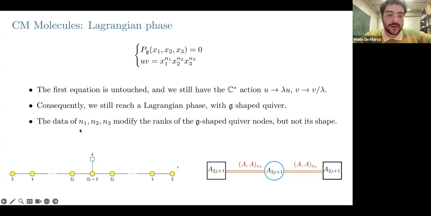And the data of this N1, N2, N3 in this phase just modify the rank of the gauge nodes. So if you remember, the whole quiver has occupation numbers 1, 2, and so on. Well, instead, this quiver has 2, 4, and a flavor node of type SU(4), whereas before we had a flavor node of type SU(2). And the reason is that here I'm showing the diagonal gauging, the gluing of two atoms of A_{2j+1} singularities of the same type. And the fact that there are two of them doubles the rank of the groups of the nodes in the gauge group of the Lagrangian phase.